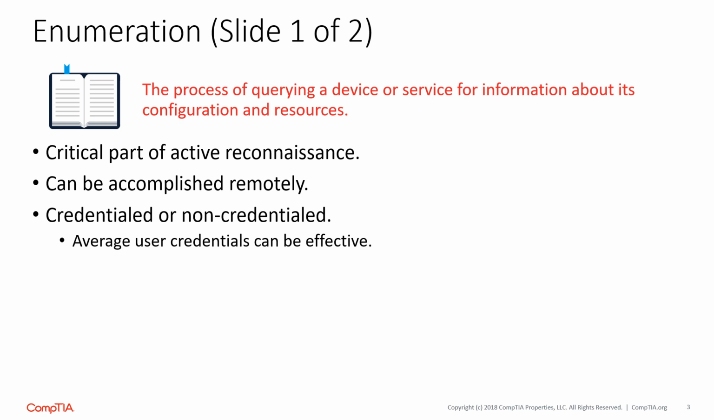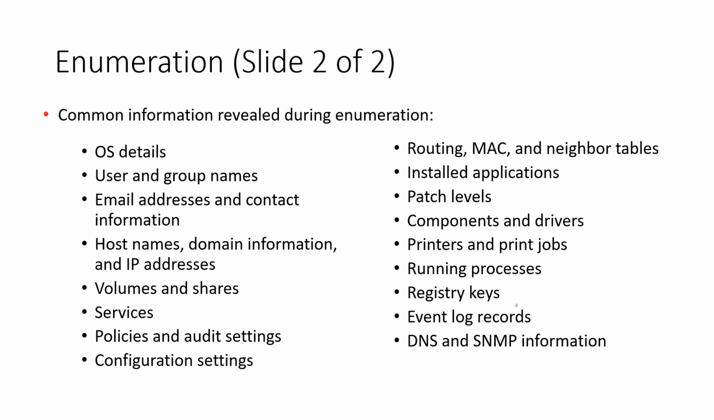The outcome of enumeration can often be used to directly exploit the system and penetrate deeper into the network. Often, enumeration can be done remotely. Although some enumeration can be done without a credential, it is usually much more successful if you can first log in. In many cases, the credential can be that of an average user and need not be privileged. I have here a list of the common information revealed during enumeration.